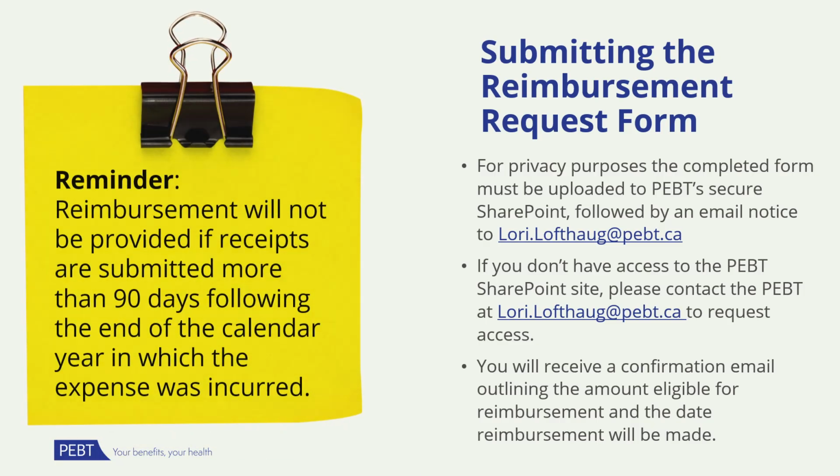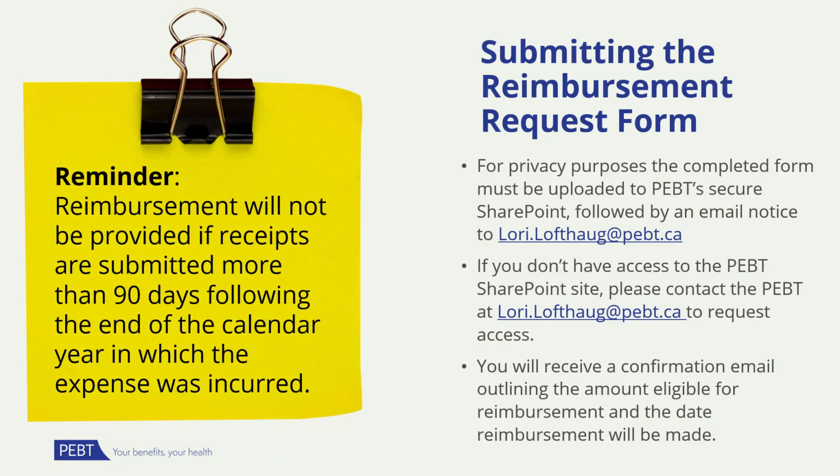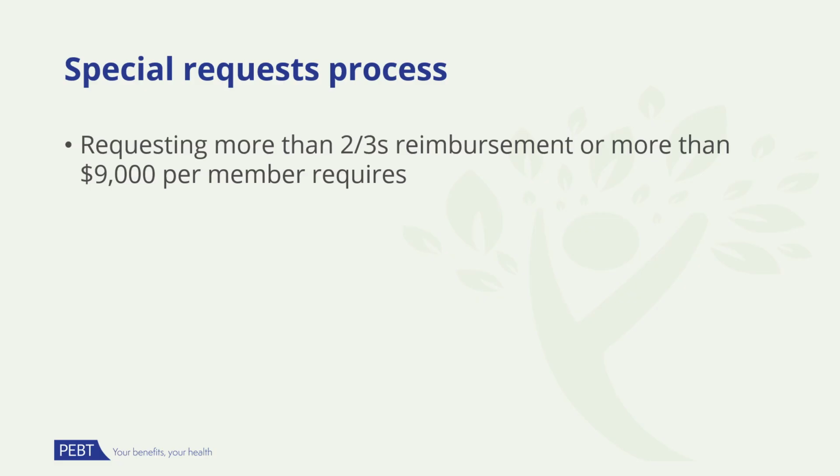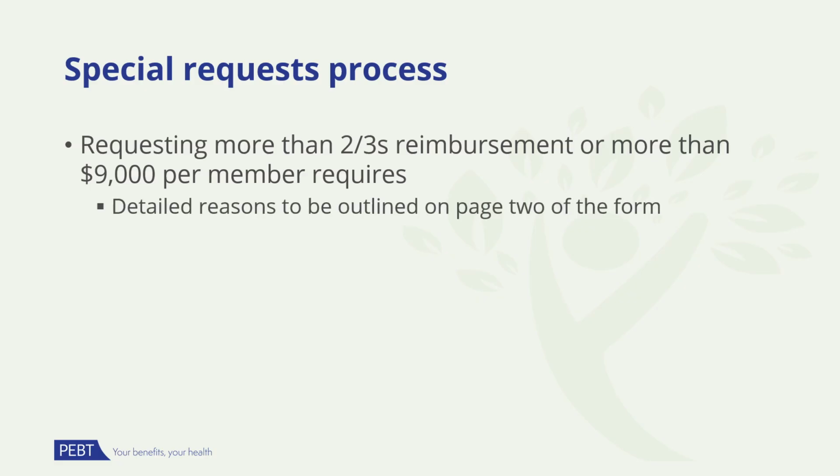Reminder, reimbursement will not be provided if receipts are submitted more than 90 days following the end of the calendar year in which the expense was incurred. If the district and/or the member is requesting PEBT reimburse more than 2/3 the cost or more than $9,000 per year, detailed reasons for the request will be required and can be provided on page 2 of the form.